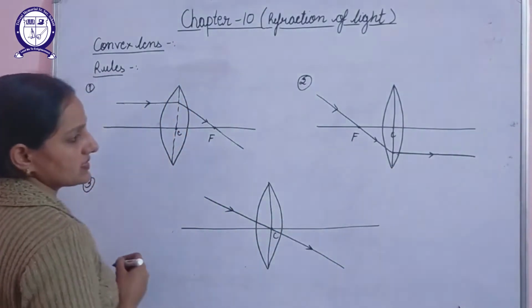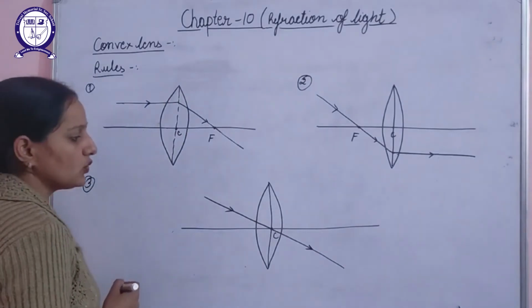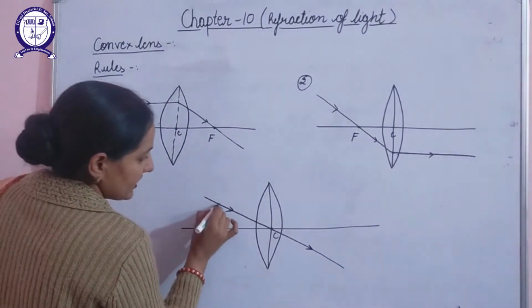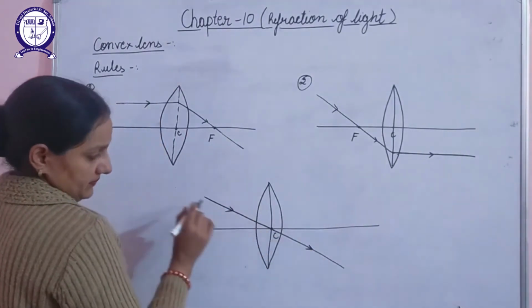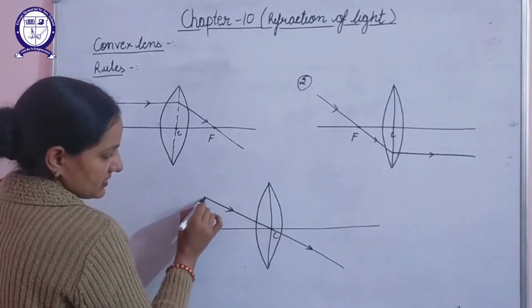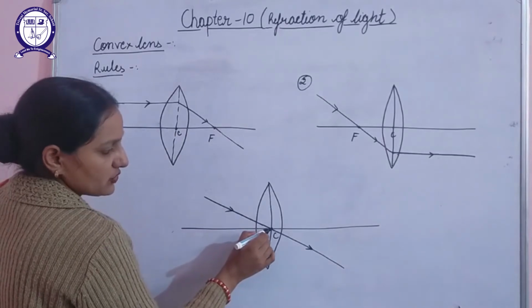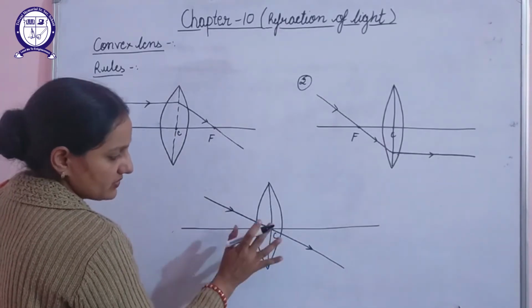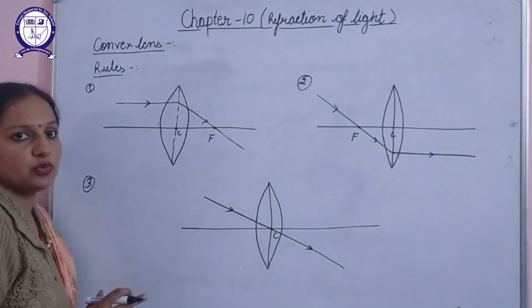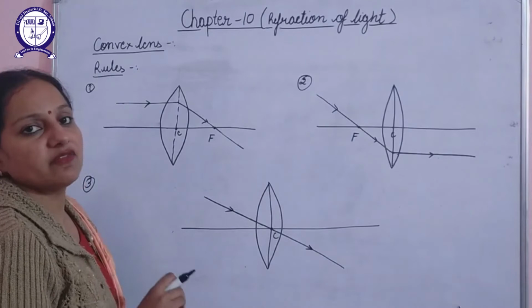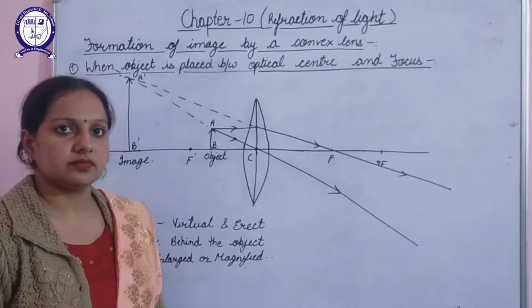to the principal axis. The third rule says that if a ray of light is passing through the optical center, it will go straight. In this case, this is the ray of light. If it is passing through the optical center, it will not bend, its path will not deflect, it will go straight. So these are the three rules that we will utilize in the formation of ray diagrams.